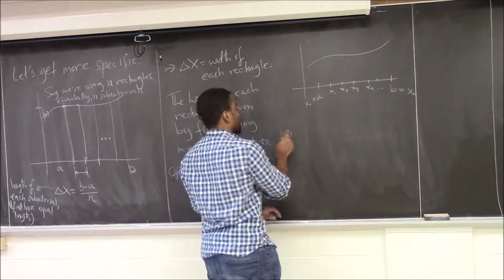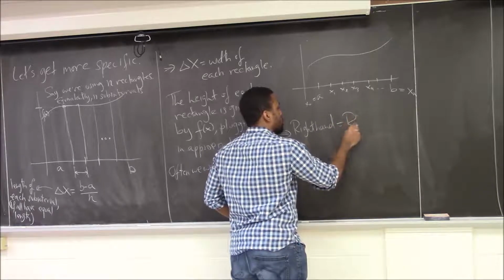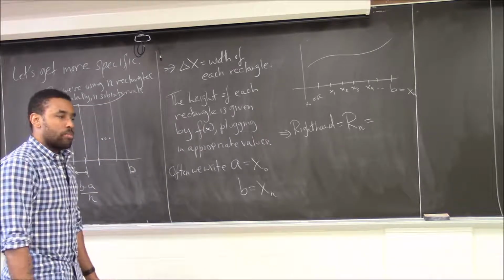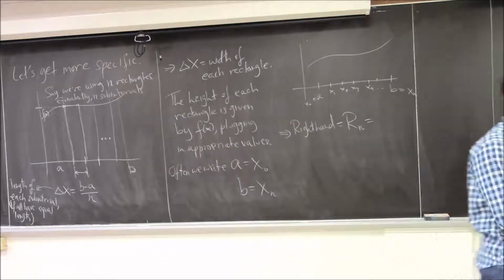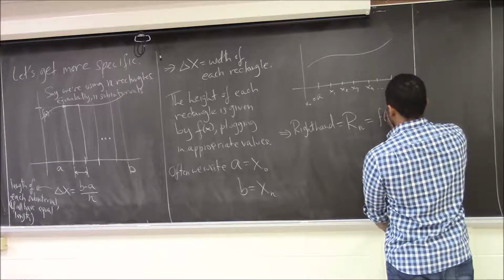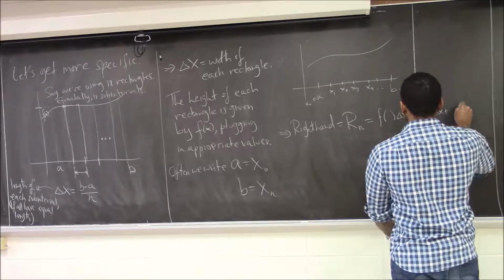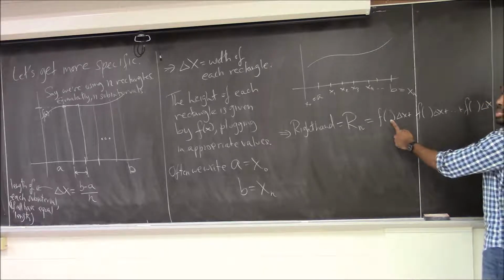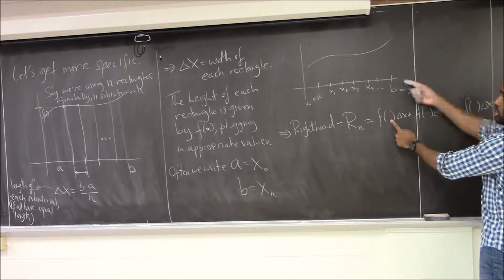So this means, if I'm using the right hand, which sometimes we abbreviate by R sub n, what do you think the formula for the area would be? Well, it's length times width for each rectangle, and you add all the rectangles together, right? So it's going to be f of something times delta x plus f of another thing times delta x plus, what is the first one I'm going to put here, based on how I wrote this?